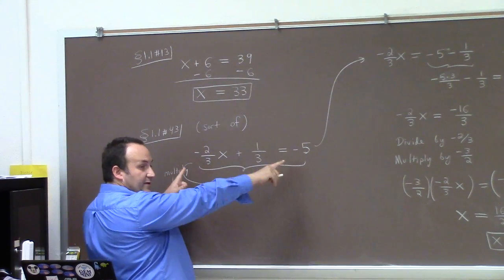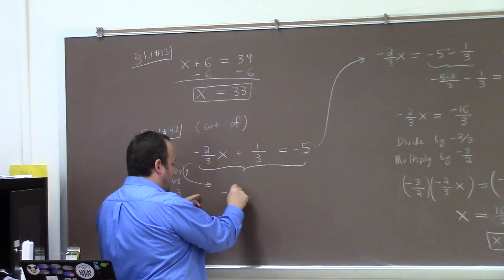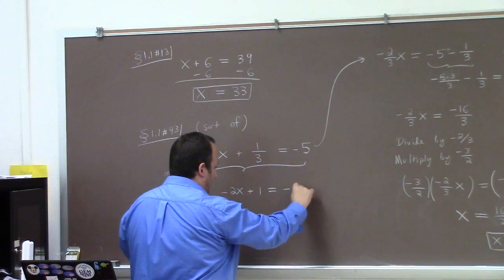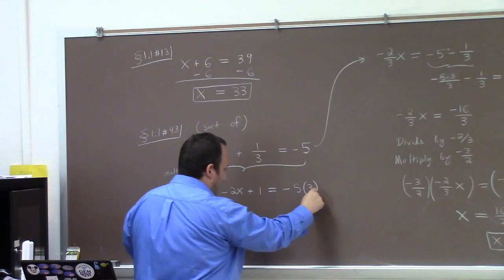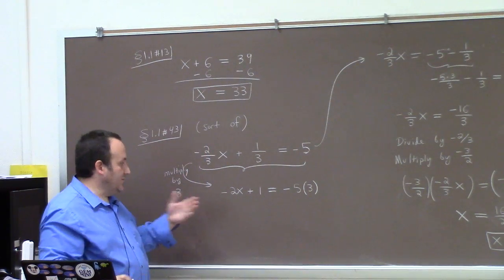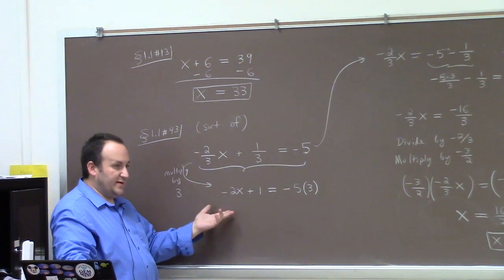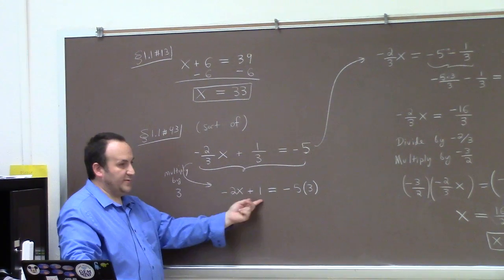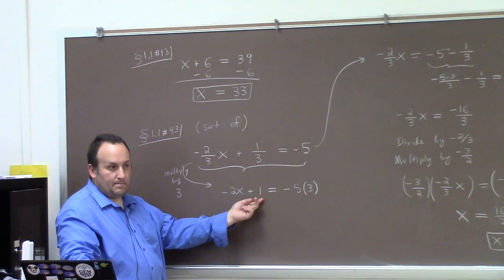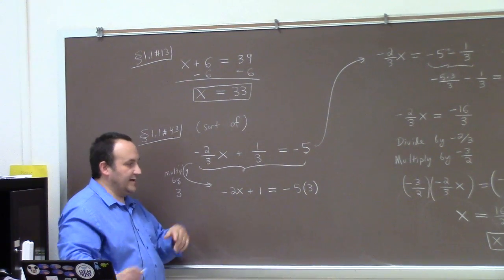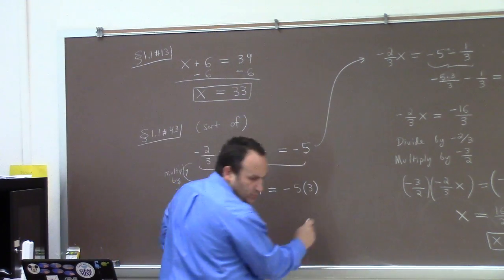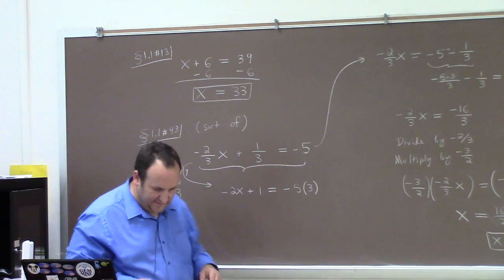Okay, so multiply by 3, what happens? You get minus 2x plus 1 equals minus 5 times 3. Does that make sense? Do you see why minus 2/3 times 3 gives me minus 2 times the x, right? And 1/3 times 3 gives me 1. I can write it out and go. But I think in this case, whoa, that's going to be a problem.